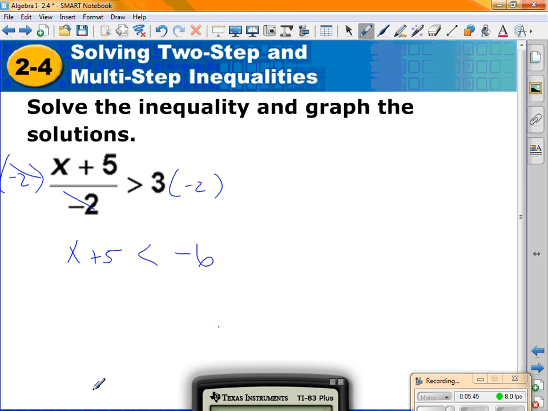What's my next step? Subtract 5, subtract 5. X is less than negative 11. Was that so difficult? It looked worse than it actually was.